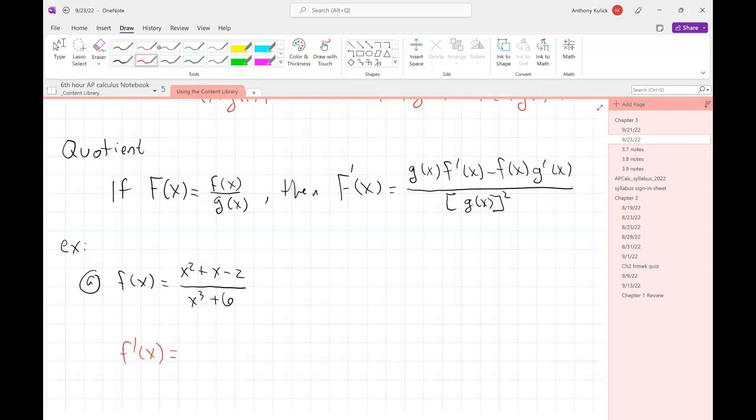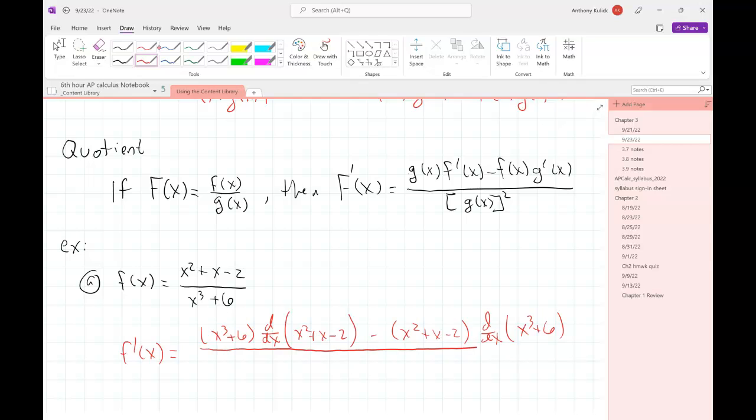So the quotient property is the denominator times the derivative of the numerator minus the numerator times the derivative of the denominator. Notice here, because of the subtraction symbol, the order matters, so we have to make sure that we're doing the correct order. And all of that's over the denominator squared.